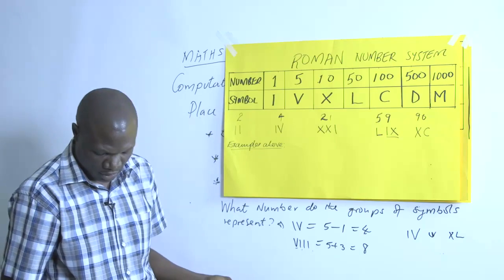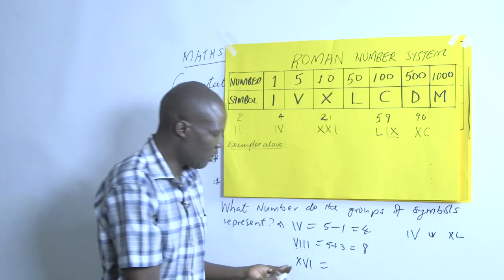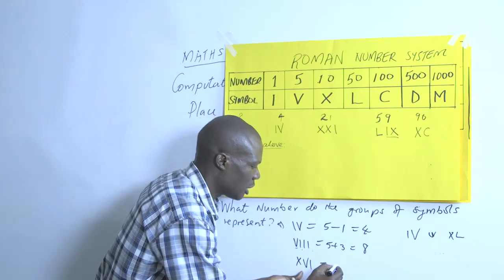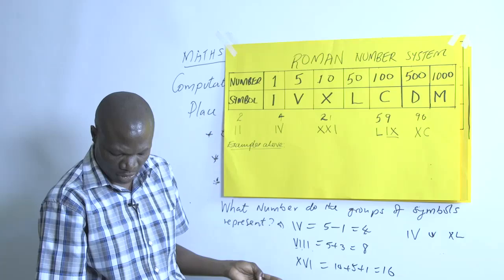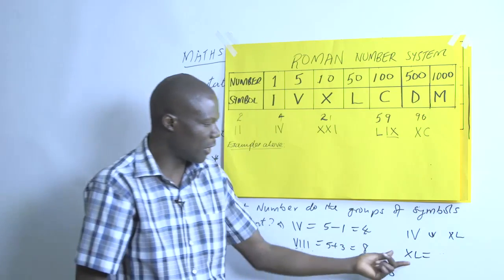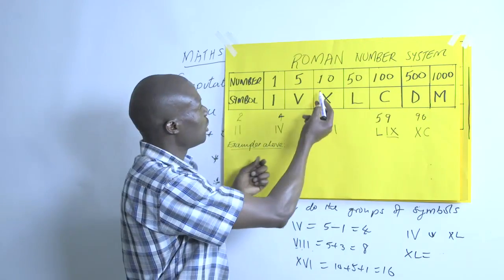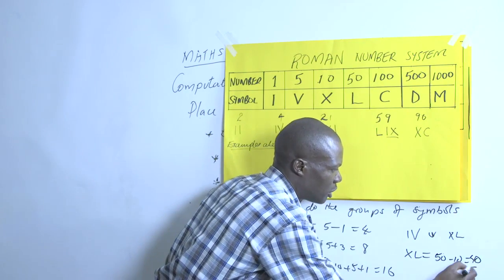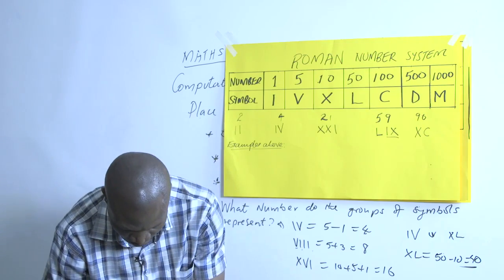If we want to represent 16, we have a larger value followed by another smaller one. So this one we are going to add, and then followed by much more smaller. So this one is the same as 10 plus 5 plus 1, which is 16. We have the last one as 40. We have already seen it here. XL, we are asking ourselves which one is smaller than the other one here. If the smaller one is on the left, we subtract. So X is smaller than L, and X stands for 10, L stands for 50. So this is the same as 50 minus 10, which is 40. That is what we find when you are using the Roman numbering system.